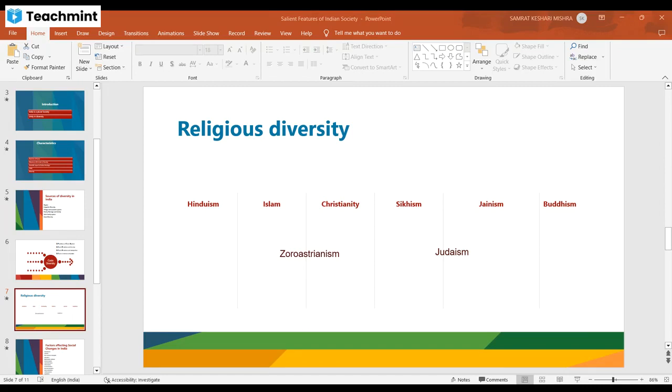The 4 noble truths which are propounded by Buddhism are: the world has suffering. The cause of suffering is desire. The cause of suffering can be removed. There is a means available to remove the cause of suffering.